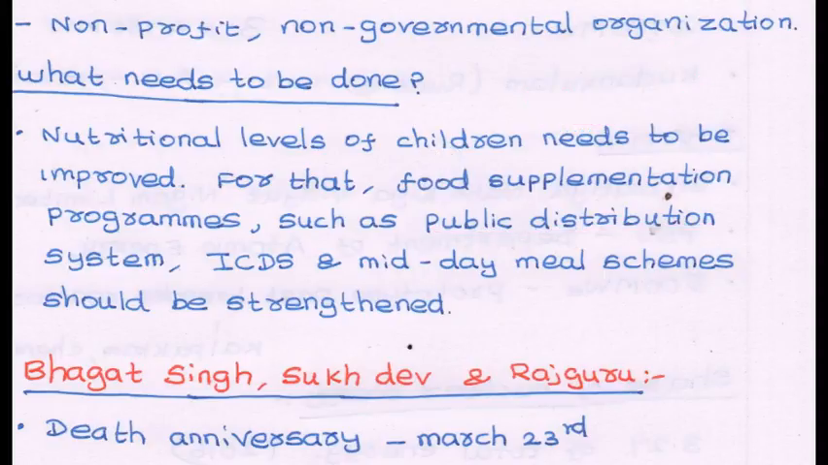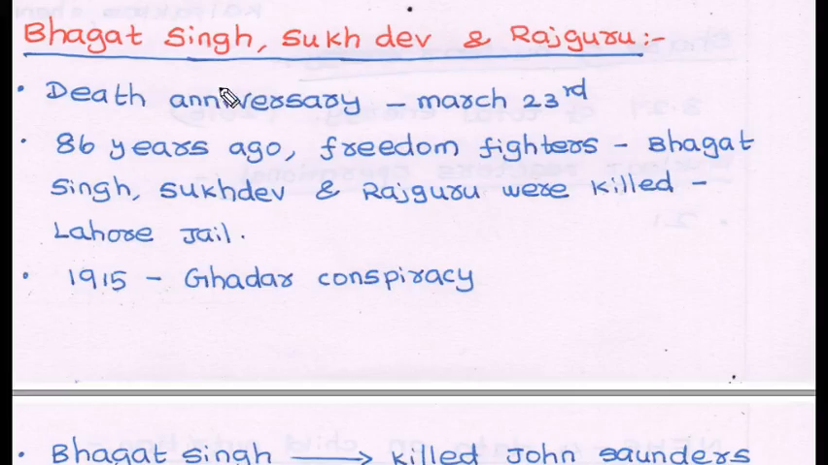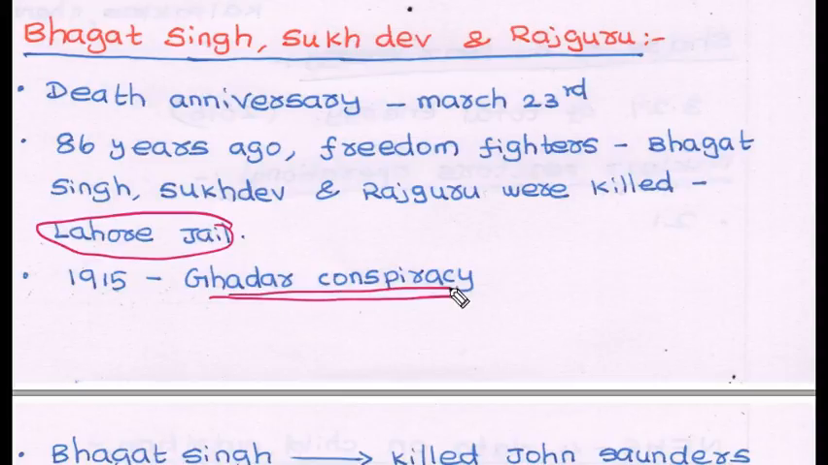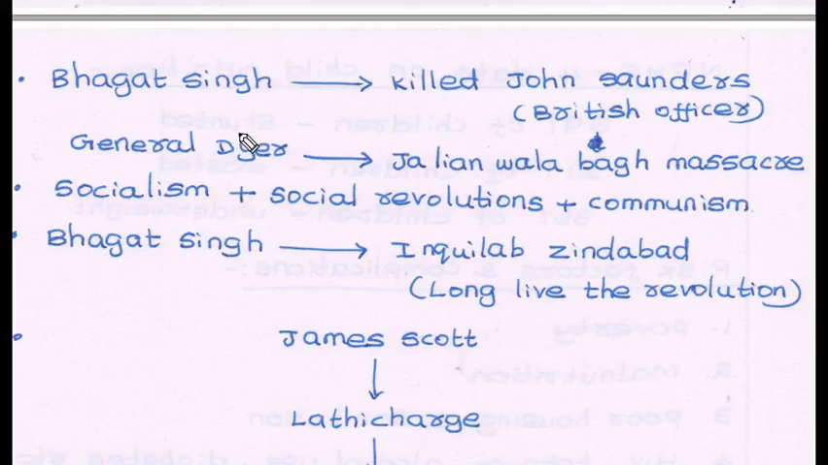Now let's move to the next topic, that is Bhagat Singh, Sukhdev and Rajguru. The freedom fighters came in the news because March 23rd was their death anniversary, which was observed recently. 86 years ago, the freedom fighters were hanged to death in the Lahore jail in relation to the Lahore conspiracy case. In this background, some facts came in the news.